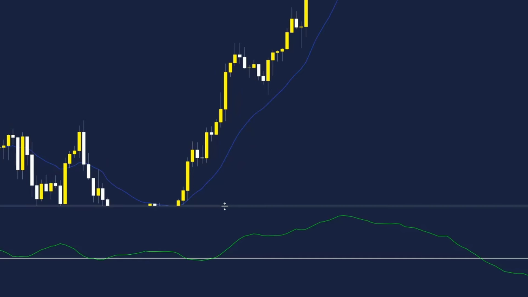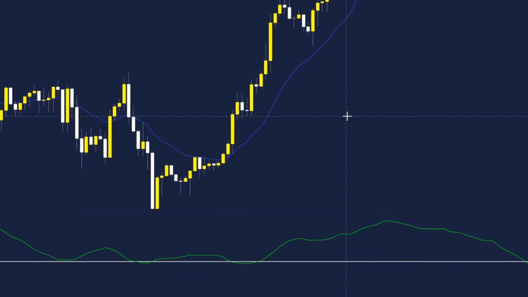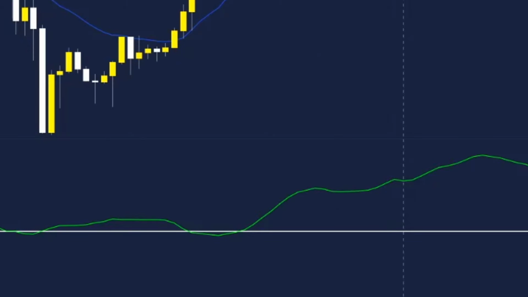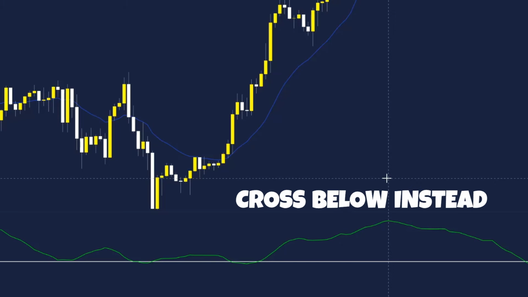Step 1 for this strategy is we want to see the cross of the ADX indicator. For a buy, we'll want to see the green ADX line cross above the horizontal 30 level line. Same applies for a sell, but we want to see the ADX line cross below instead.